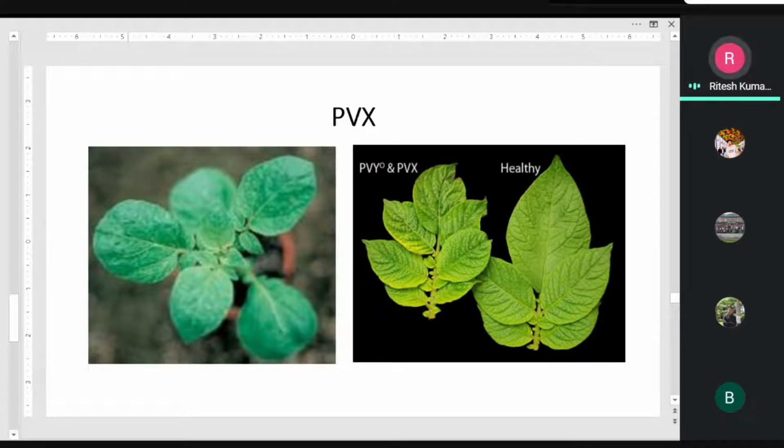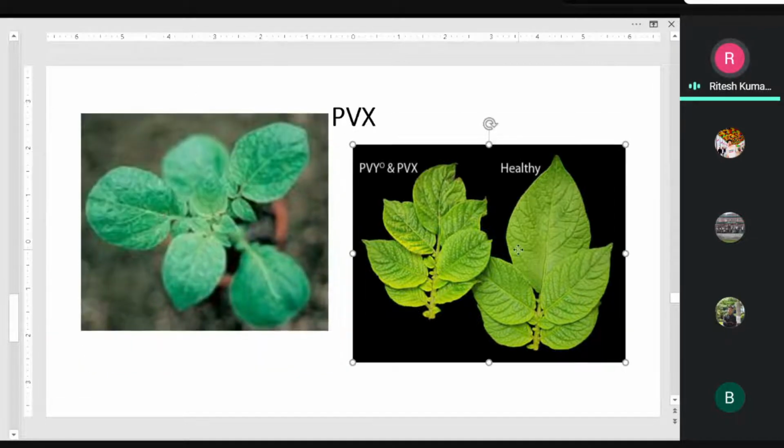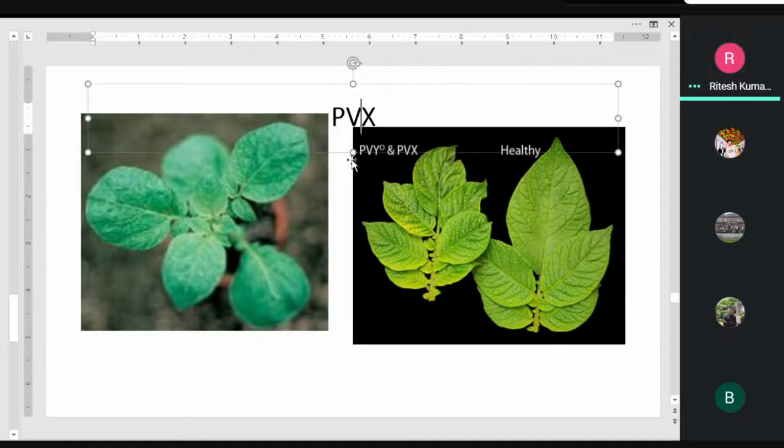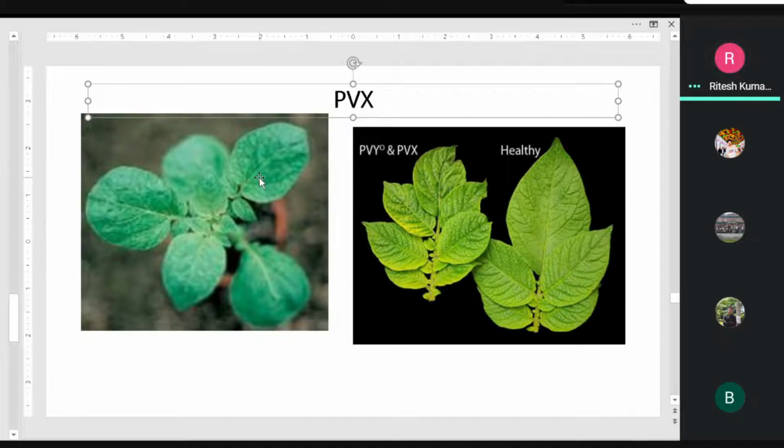So PVX is also known as faint mottle virus because it causes some faint or some mild intervenal mosaic symptoms, just mild intervenal mosaic symptoms with some light green patches. And again, there are many strains. In case of viruses, just by observing symptoms, it is very difficult to conclude that it is due to PVX.